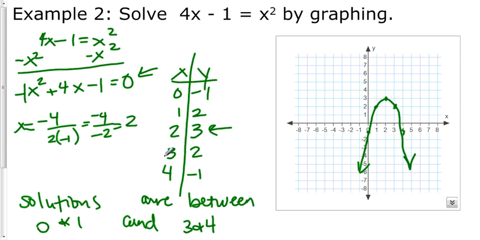All right, so I've given you a couple examples here. The first one, we got exact solutions, and in this case we didn't get exact solutions from the graph, but you can say that the solutions are in between 0 and 1 and 3 and 4, and I'm going to show you how to get a decimal approximation for these answers using your graphing calculator tomorrow in class.